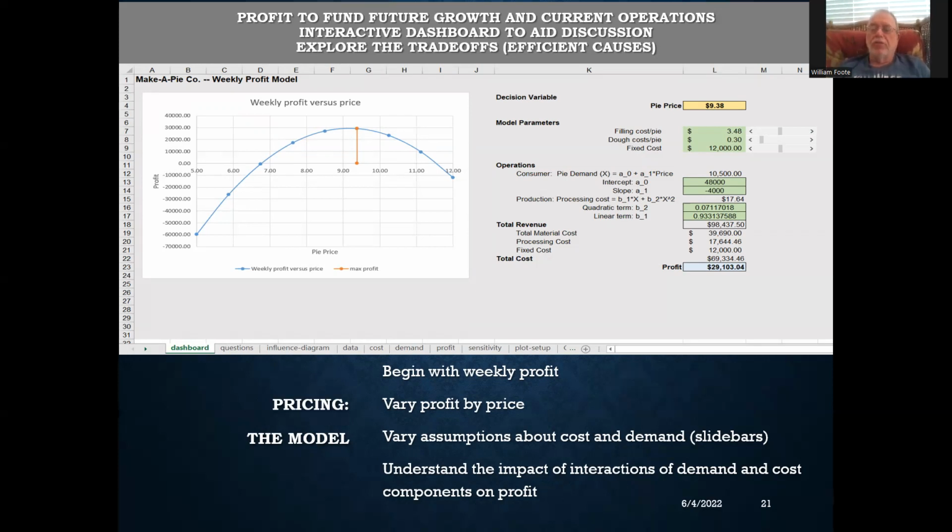You have sidebars. You can change assumptions of filling cost per pie, total cost per pie, and thus change the fixed cost too. Sidebars, very, very helpful. Move those around. You will see this picture move. Where does the pie price come from? The pie price comes from a sensitivity analysis. Well, where does the picture come from? A sensitivity analysis. Where does the rest of this come from?